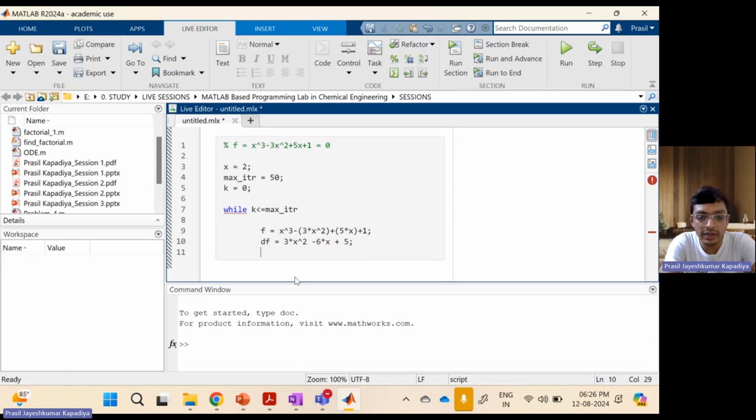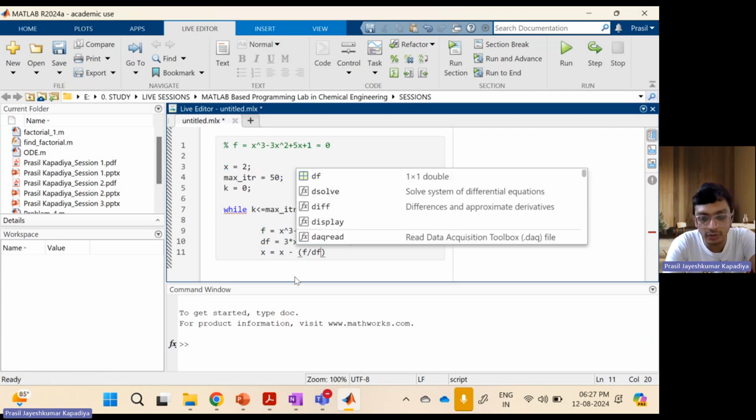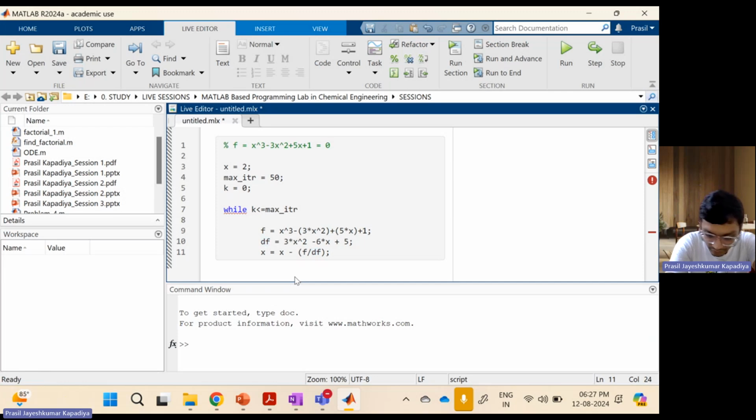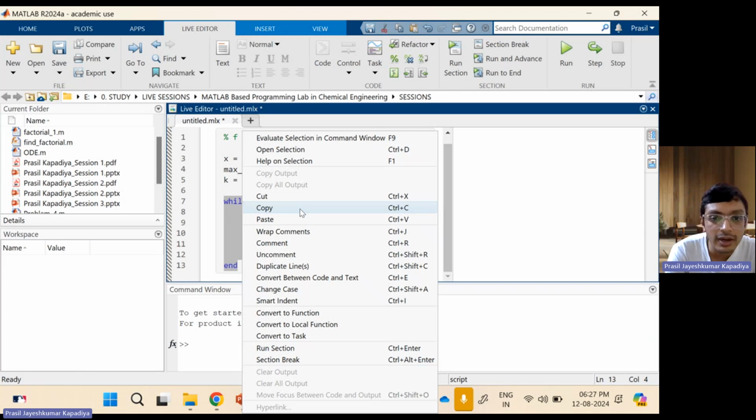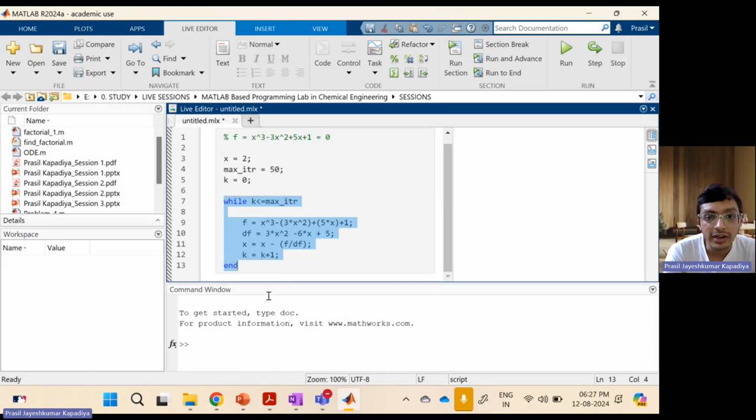So what is my solution? x is equal to x minus f divided by derivative of f. Okay, and I can end this. I have to increase my iterations, so k is equal to k plus 1. And I can end my loop, and I can just use smart indent for better representation only. So this is how I have written one small code to find a solution.